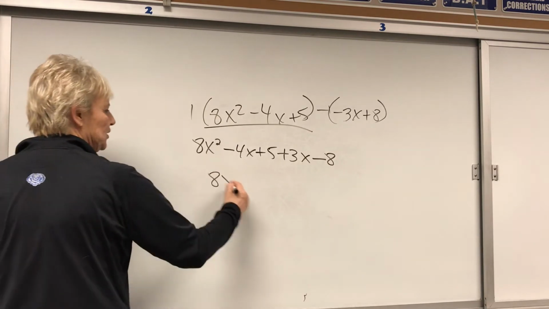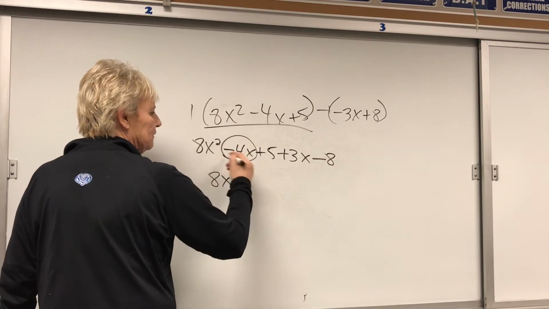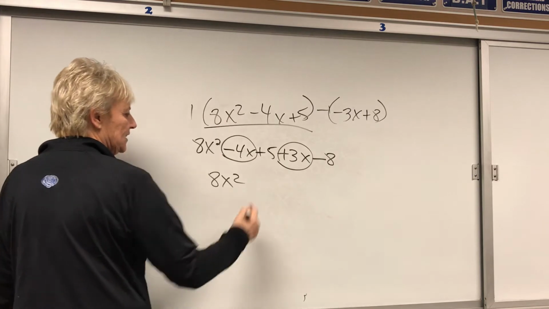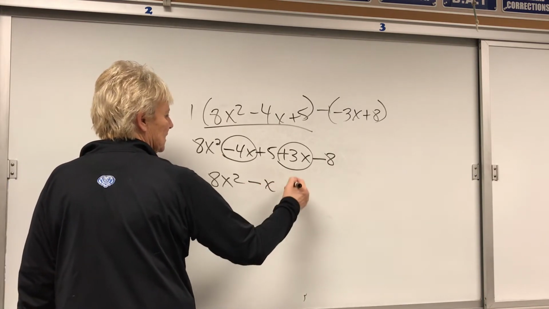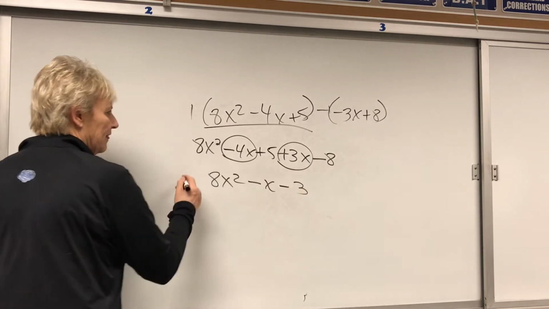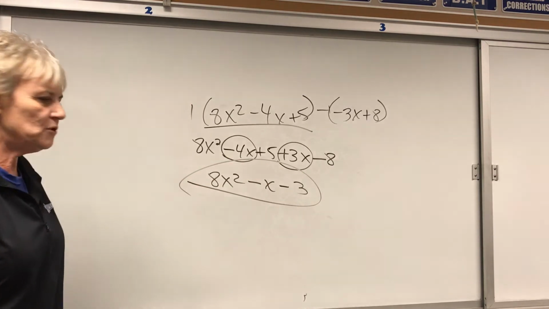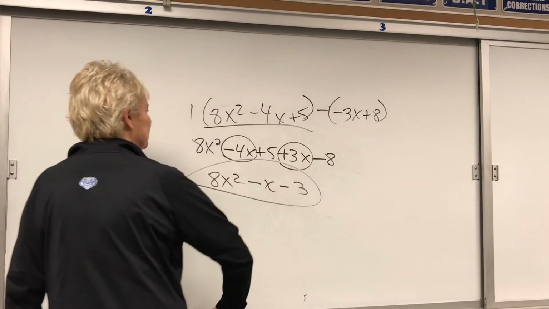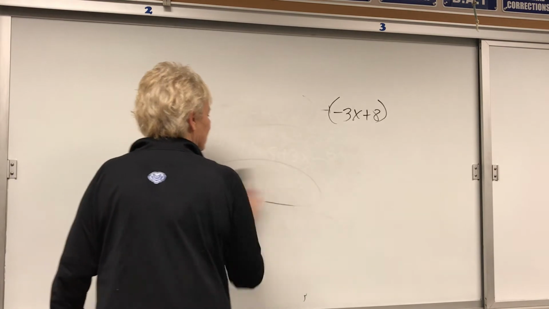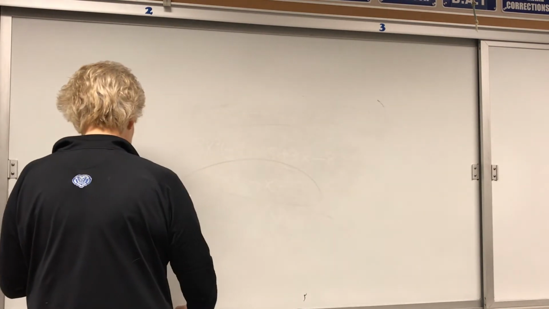Now we're going to add like terms. We have a negative 4x and a positive 3x. That's negative x minus 3. That's the final answer. When you have no like terms, you are done. These are not multiple choice, so you're going to have to do this on your own without a guess.